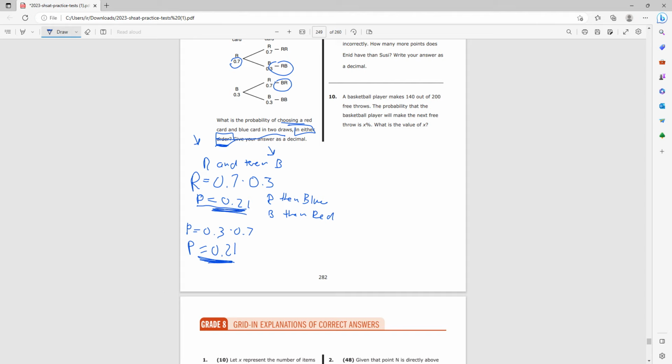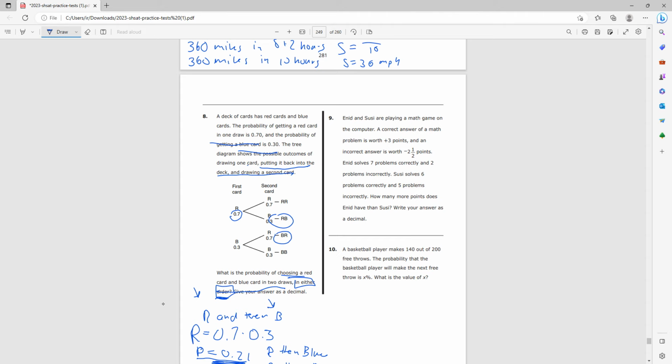So in total, your probability is going to be 0.21 plus 0.21 in either order, right? Because it's asking in either order. So RB or BR, either one, so you have to add them. So 0.21 plus 0.21 is equal to 0.42. So that's going to be the total probability, right? And remember, you wouldn't multiply these because these 2 events are unrelated, right? And it's asking for the total probability, so you just add them either way.